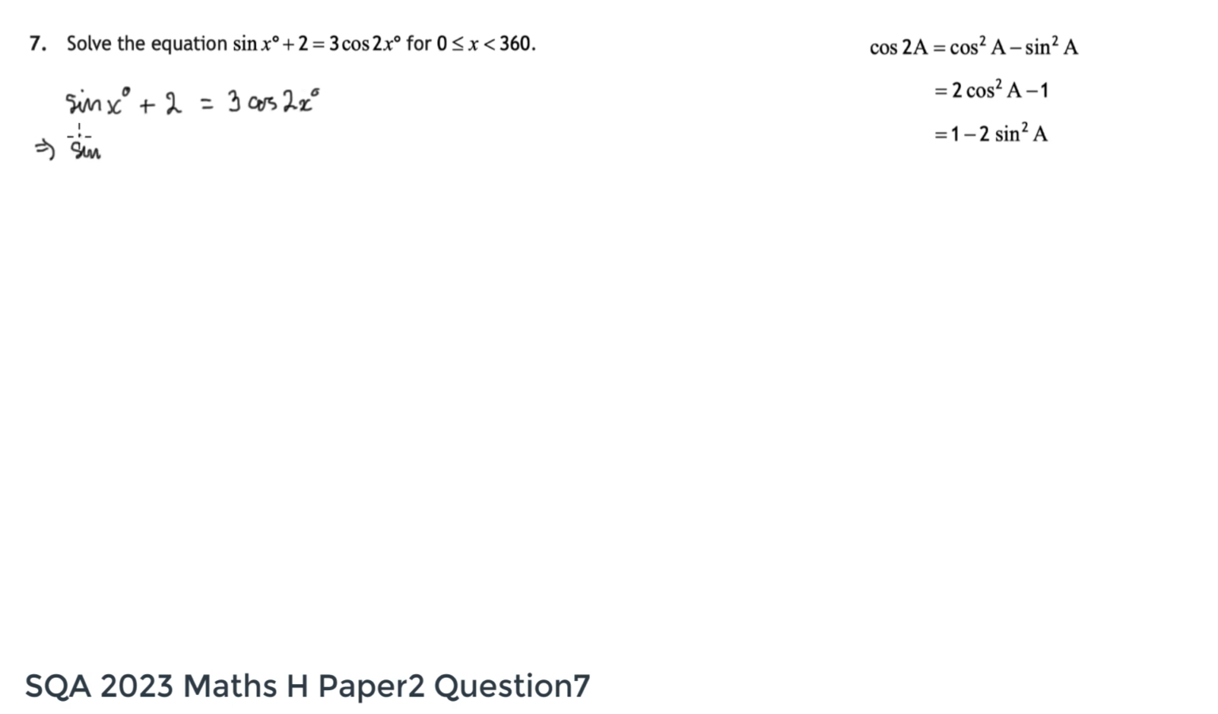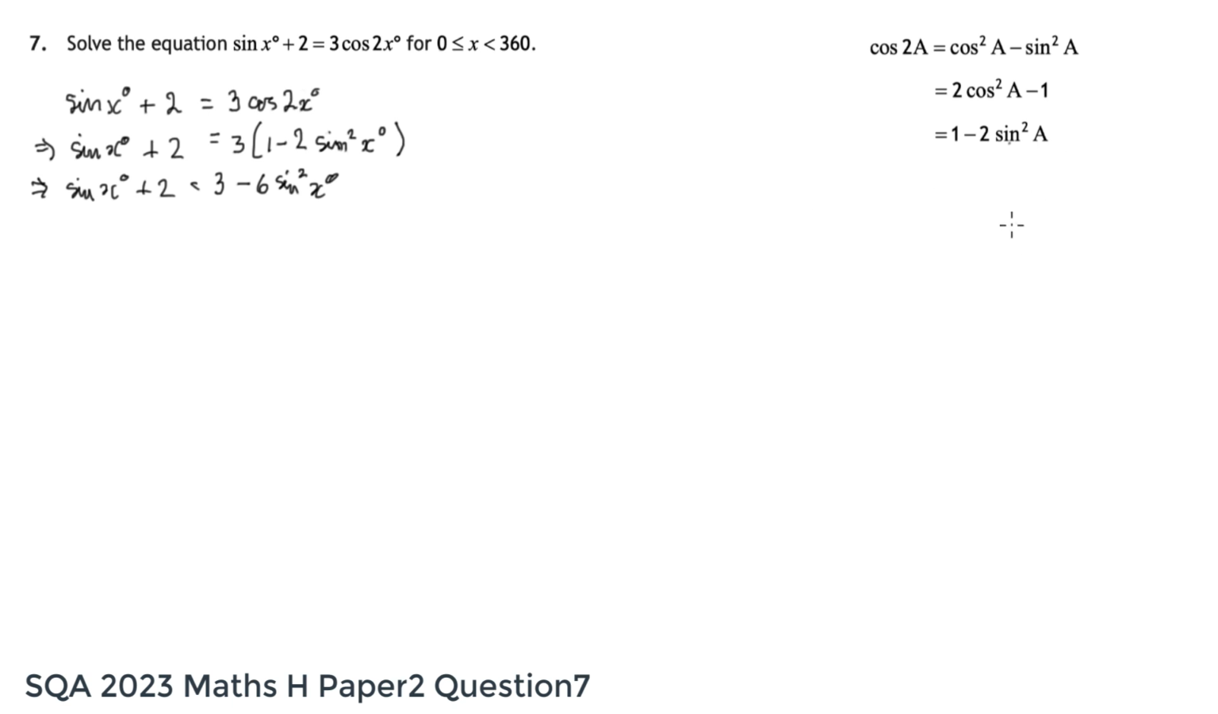So we'll try replace cos 2x by this version, 1 minus 2 sine squared. Now it's not sine squared a because the angle is x. So sine squared x degrees. Let's get rid of the brackets. So 3 minus 6 sine squared x.